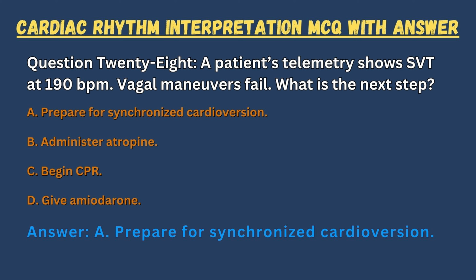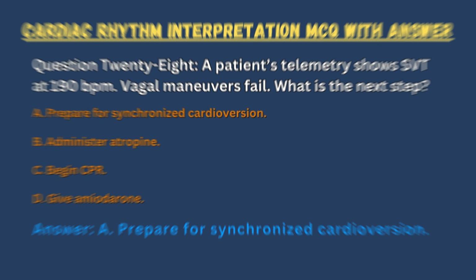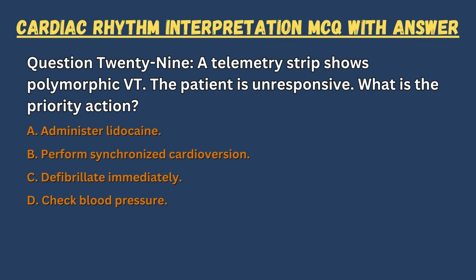Answer: A. Prepare for synchronized cardioversion. Question 29. A telemetry strip shows polymorphic VT. The patient is unresponsive. What is the priority action? A. Administer lidocaine. B. Perform synchronized cardioversion. C. Defibrillate immediately. D. Check blood pressure.